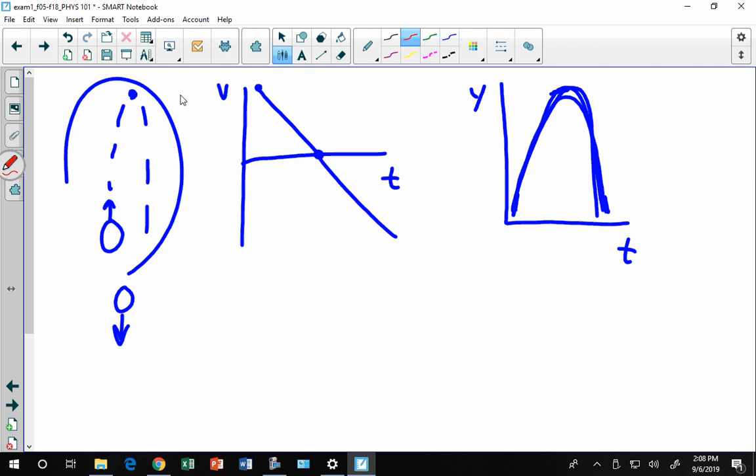So let's go through this one right now, where I have something that goes up to the top, it stops, turns around, and comes back down. So let me just step through. I'll just give you some numbers. Let's say V here is 20 meters per second, and I want to know the maximum height and how long it's in the air.